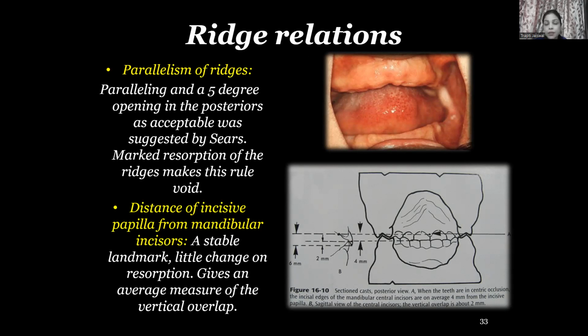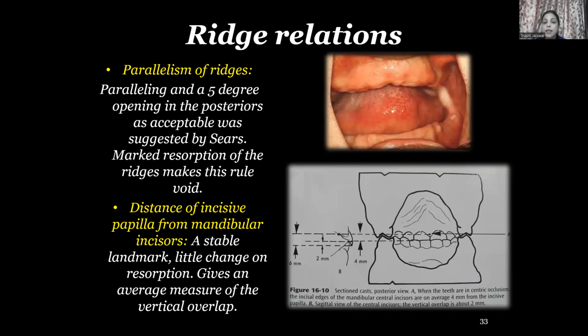Sears suggested the method of parallelism of ridges, but this method is not accepted or valid, because it is not necessary that all the teeth were extracted at the same time. Also the resorption pattern must be different. So it is not necessary that the ridges will be parallel to each other, and marked resorption of the ridges makes this rule void. Another method in the mechanical method is the distance of the incisive papilla from the mandibular incisors. The incisive papilla is a stable landmark which does not change its position even with resorption of the ridges.